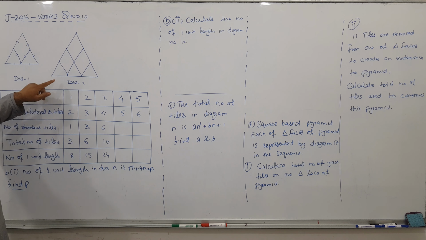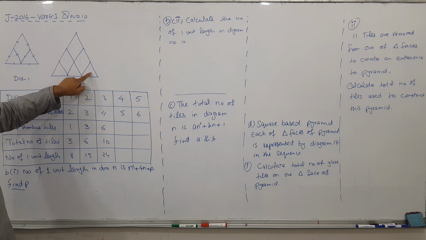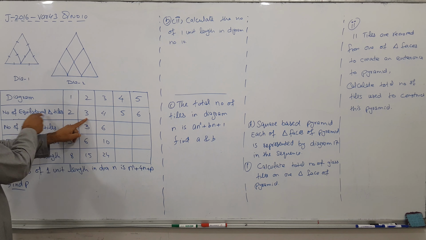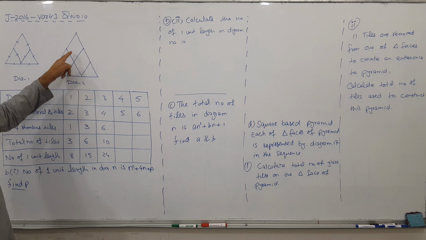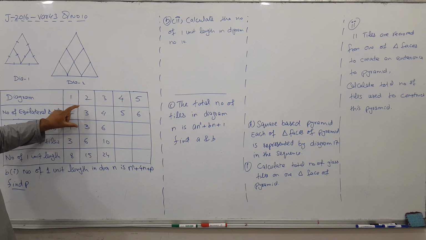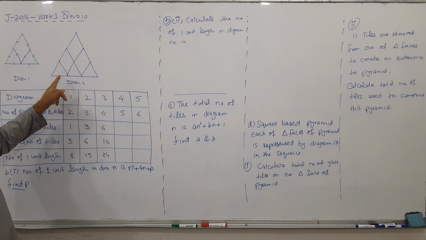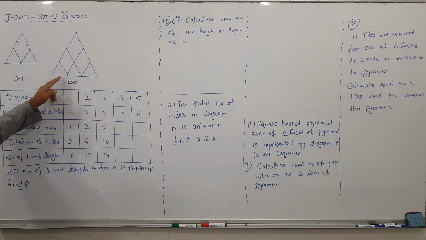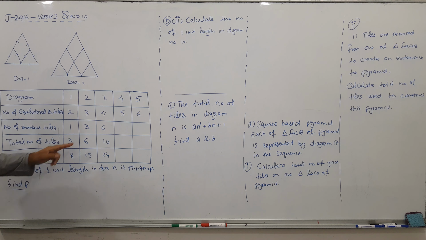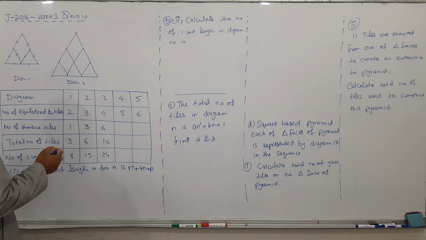Similarly here, 1, 2, 3 triangles. So 3 equilateral triangles are there, and 1, 2, 3 rhombuses, and 3 plus 3 is 6 tiles. You can count 1, 2, 3 and calculate yourself, 15 lengths are there. Okay, each side, these are side lengths. He's saying number of, so first of all, fill the boxes. Let's see how we can fill the boxes.